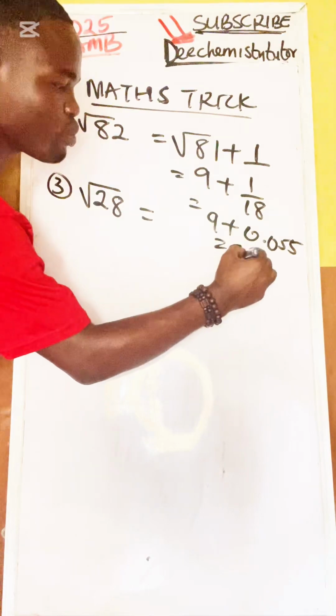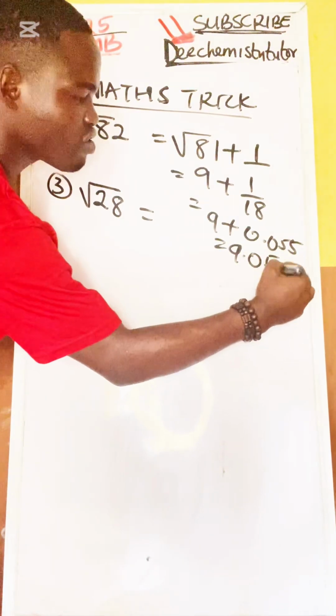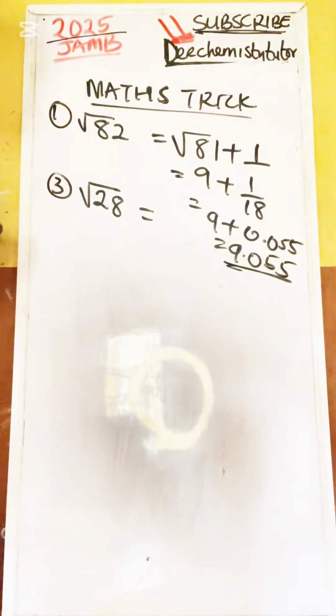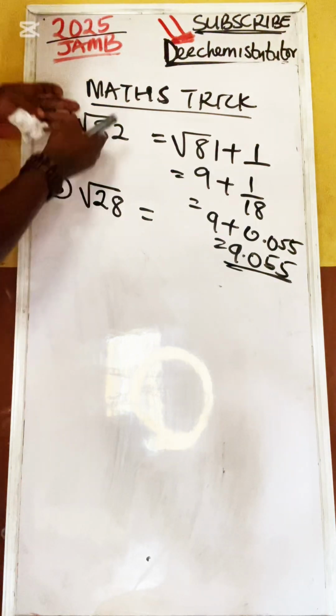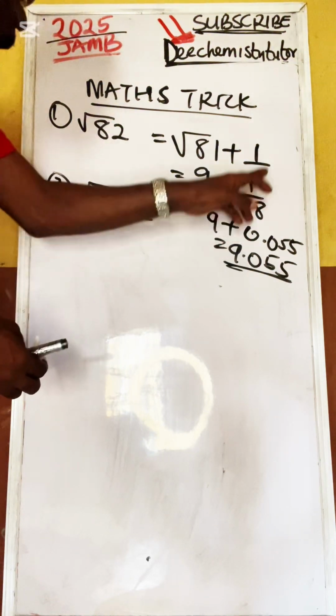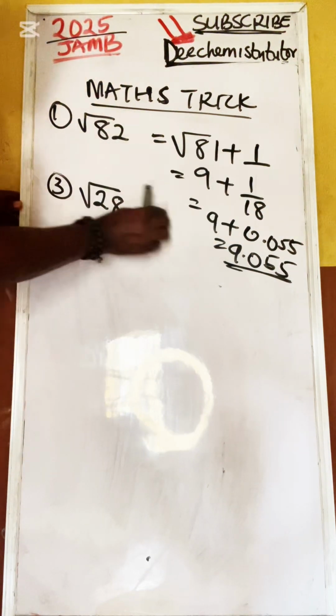Then this is 9.055. This is the answer. You don't need a calculator. For the square root of 82, just compute 1 over 18, and you are good to go.